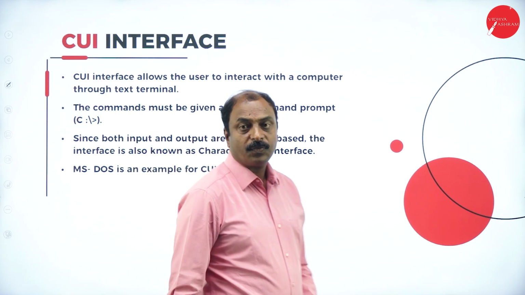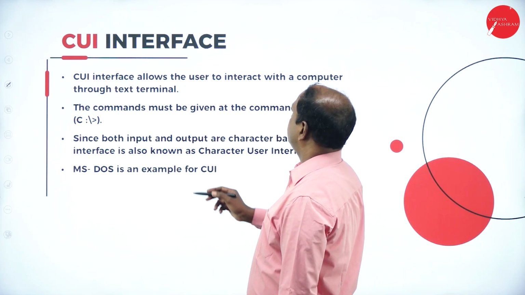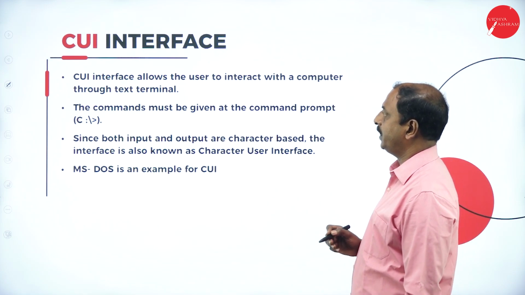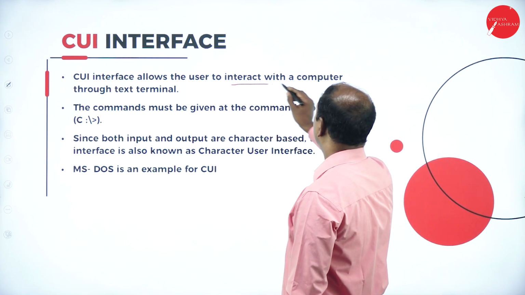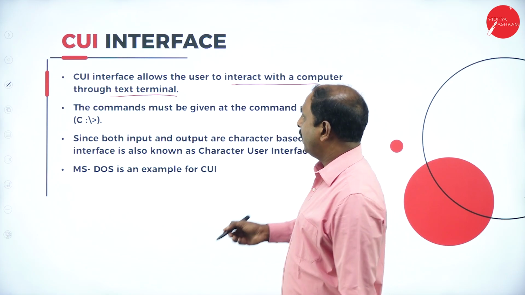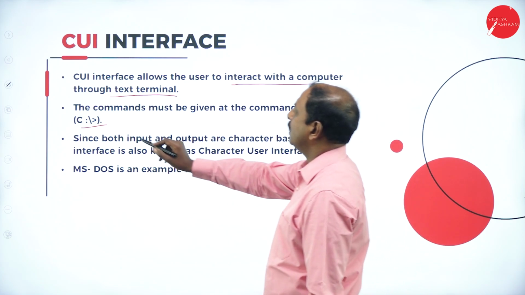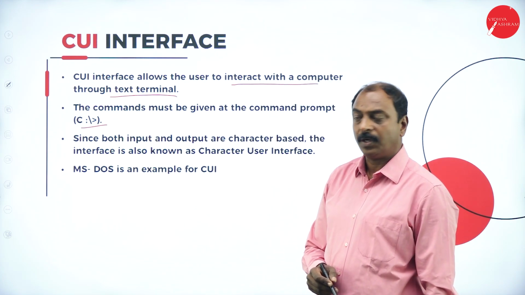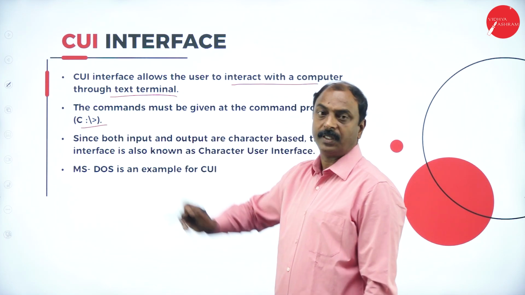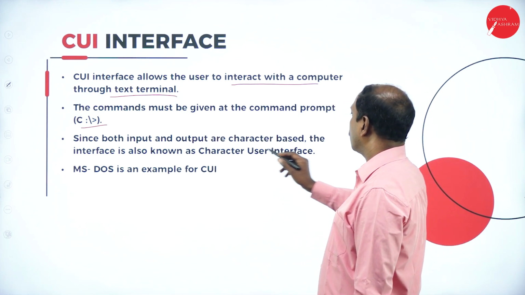Now let us see the first one, the CUI interface. What is CUI? CUI stands for character user interface or command line user interface. It allows the user to interact with the computer through a text terminal. The text terminal is nothing but what we call the C prompt. You might have seen this on a computer. This is called the DOS prompt, or C prompt. This is the place where the user has to type in the commands at the terminal. This is CUI. Both input and output are character based.